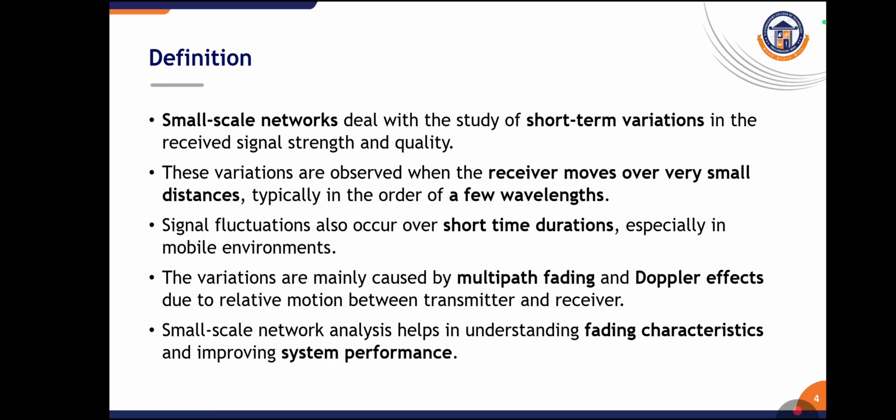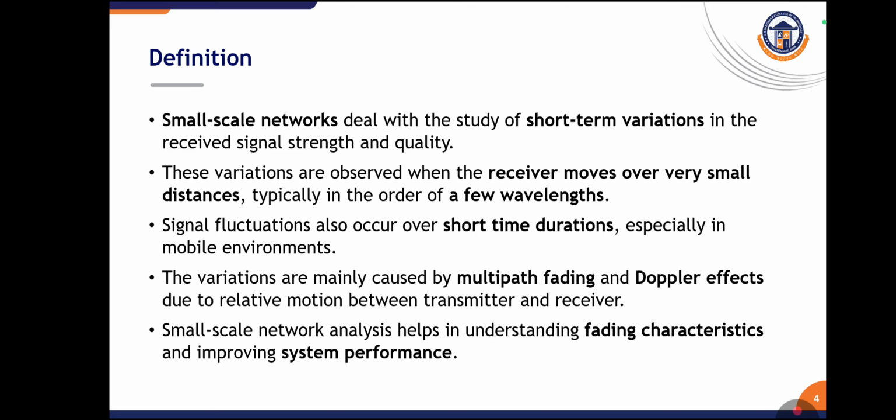Next, the definition. Small scale networks deal with the study of short term variations in the received signal strength and quality. These variations are observed when the receiver moves over very small distances, typically in the order of a few wavelengths. The wavelength can be calculated from the velocity and frequency: by taking the ratio of the velocity and the frequency, the wavelength can be calculated.